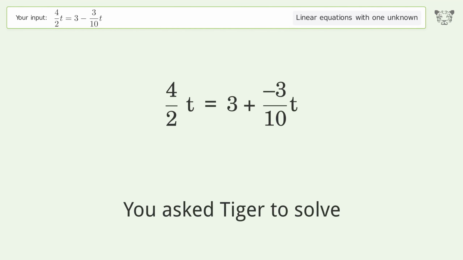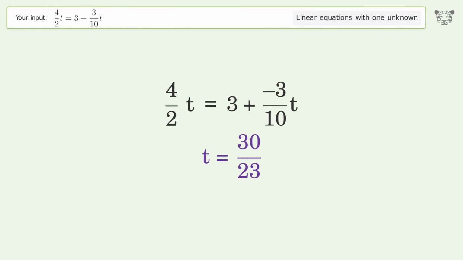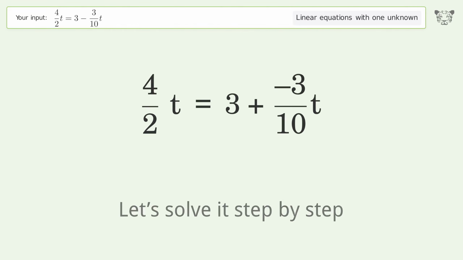You ask Tiger to solve this. This deals with linear equations with one unknown. The final result is t equals 30/23. Let's solve it step by step.